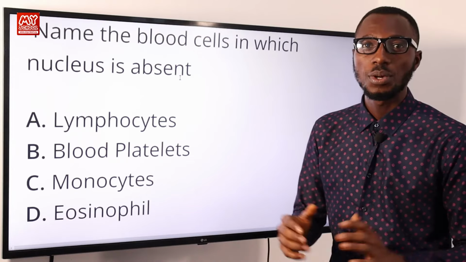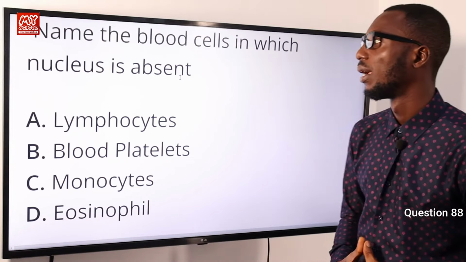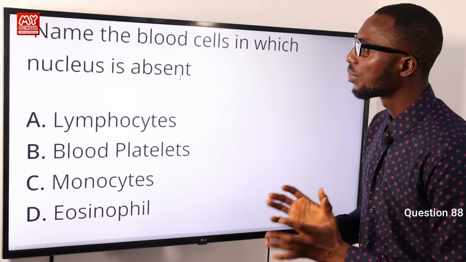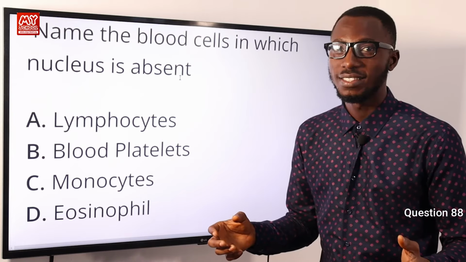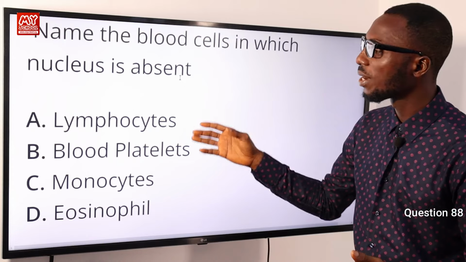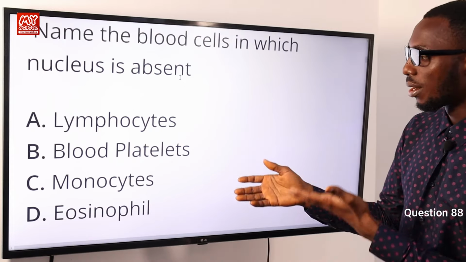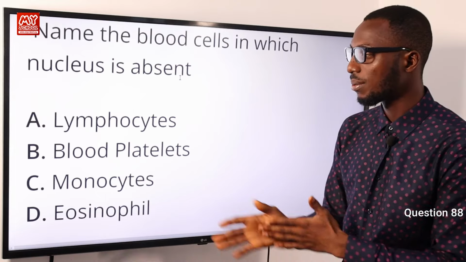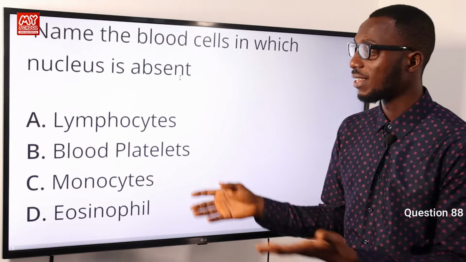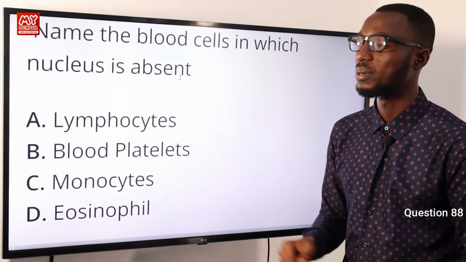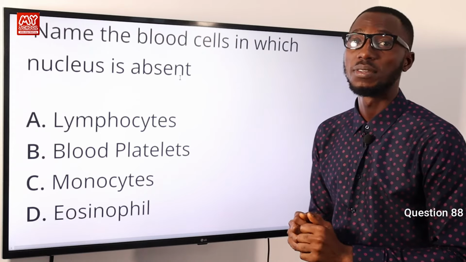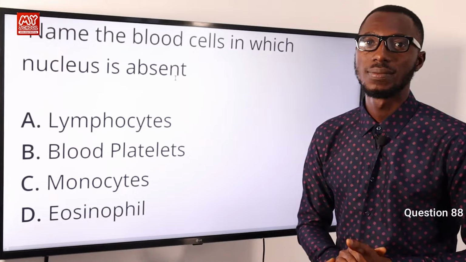So we are tackling question 88. Name the blood cells in which nucleus is absent. When you look at every other option we have here, the lymphocytes, the monocytes, the eosinophil, the correct option here is the blood platelets. They lack nucleus, so option B is very correct.